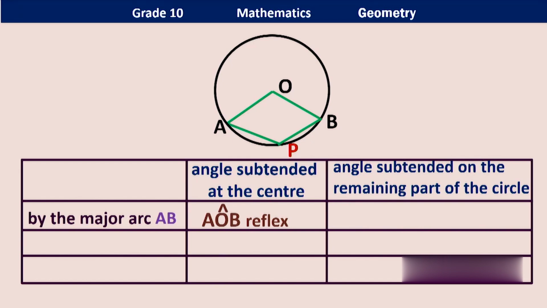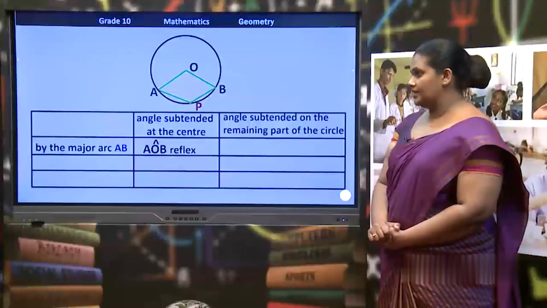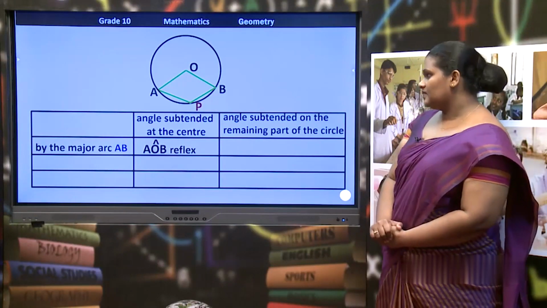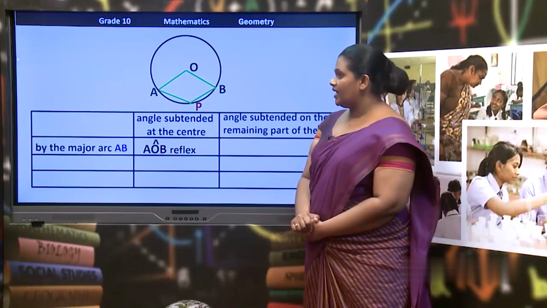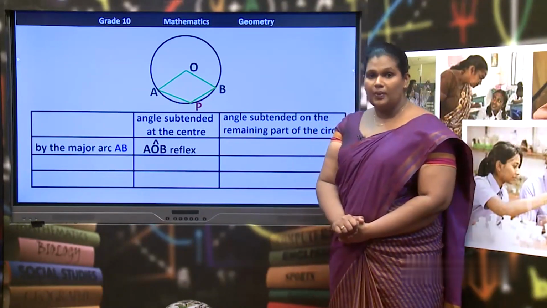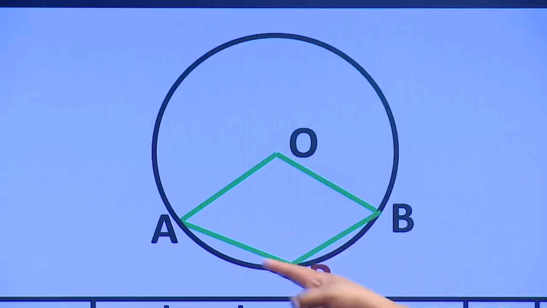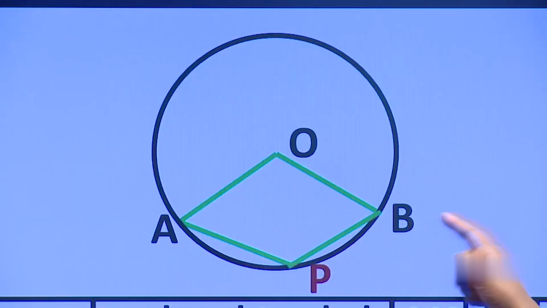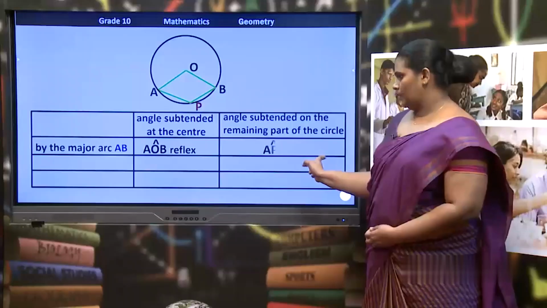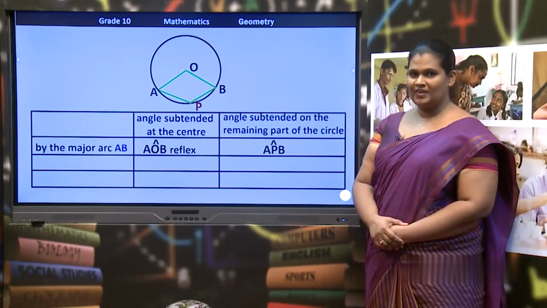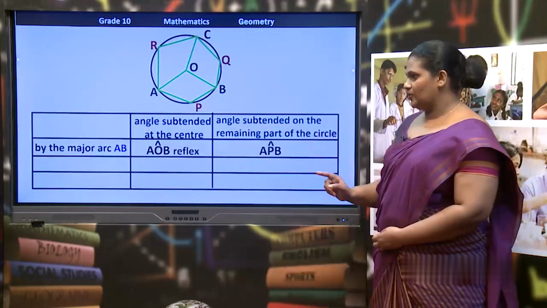Right. Then the angle subtended on the remaining part of the circle by the major arc AB. As I have mentioned here, the angle subtended on the remaining part is, now here this is the remaining part of the circle if we consider about the major arc AB. Therefore, the angle subtended on it can be seen as angle APB. So, we will mention that also. Right. Now, the next one.